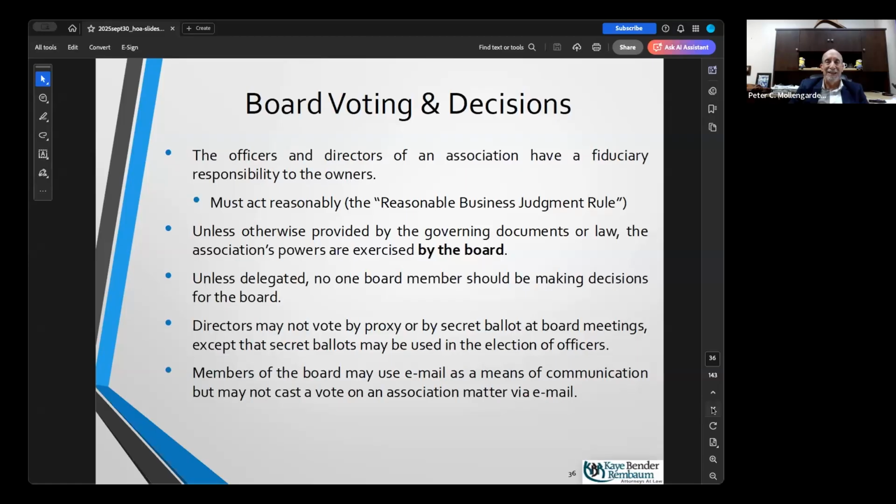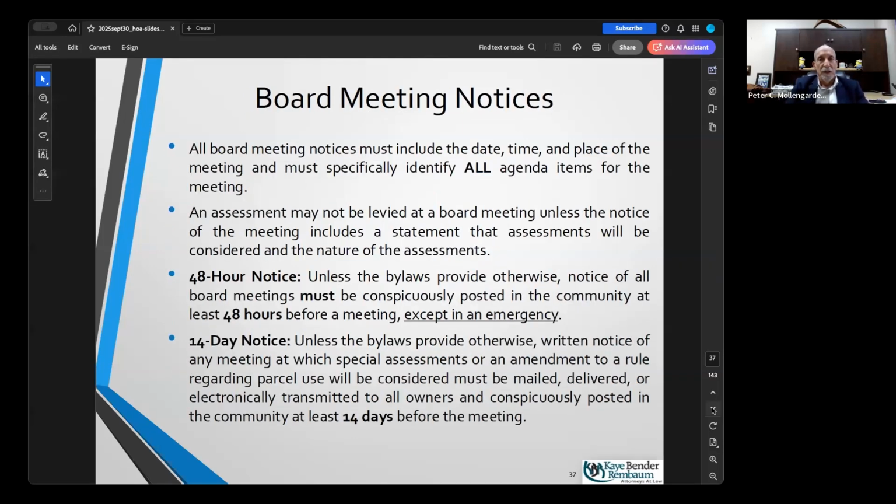Members of the board can use email to communicate with each other, but you cannot vote on the matter via email. Now, board meeting notices. We talked about membership meeting notices before. With respect to board meeting notices, they must include the date, time, and place of the meeting and must specifically identify all agenda items for the meeting.